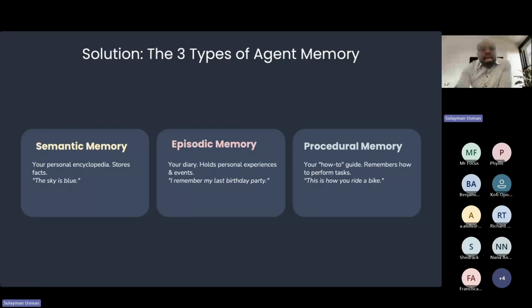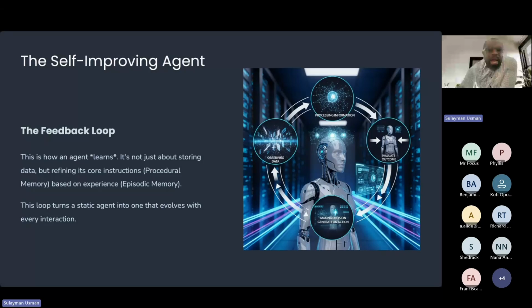Now, the feedback loop that I just mentioned, what is it? This is how an agent learns. It's not just about storing data, but refining its core instructions, procedural memory, based on experiences. This loop turns a static agent into one that evolves with every interaction. This is really critical because how does it learn? It's just like a kid. You have to continuously instill a behavior in that kid by a learning process. So it's a feedback loop. It has to continue to learn, to adapt, and to grow, just like a kid growing. So as it grows, it learns, it adjusts, and also it refines its results.